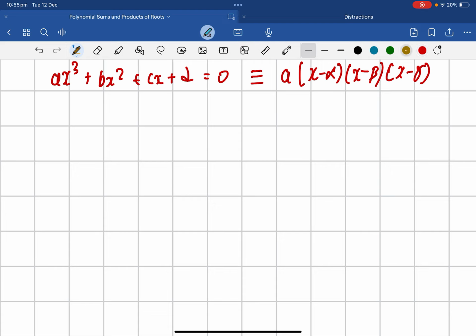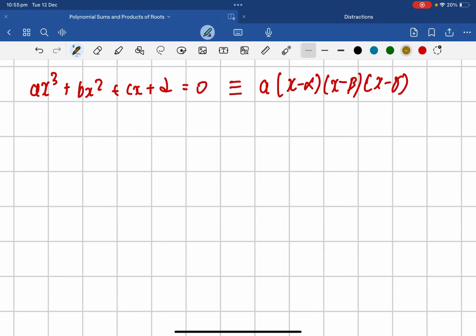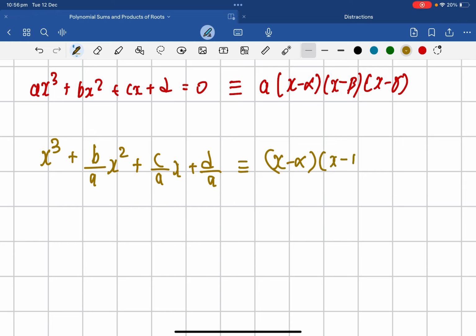So what do you do from here? Well, let's divide both sides by a because we wanted to make it monic, so it's easier for us. So that's just x cubed plus b over a x squared plus c over a x plus d over a is congruent to, the a cancels out, x minus alpha, x minus beta, and x minus gamma. Okay? Simple guys. This is all you're doing now.